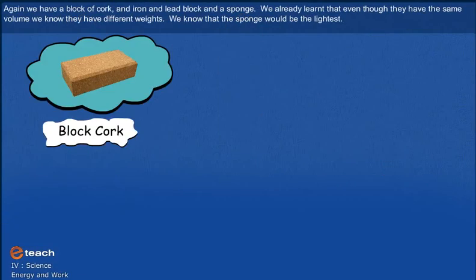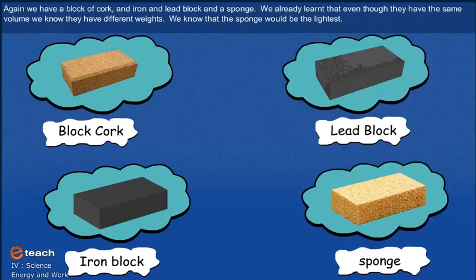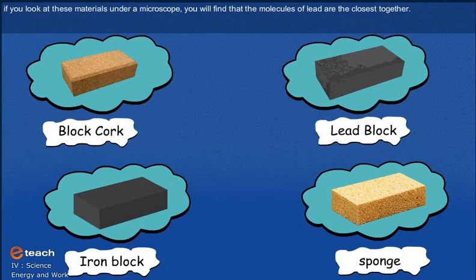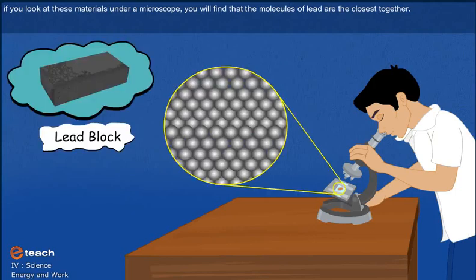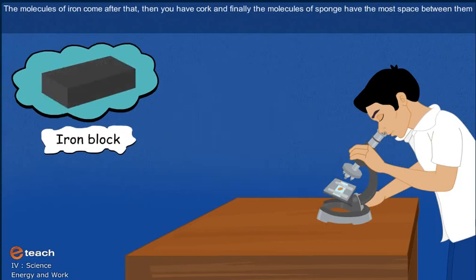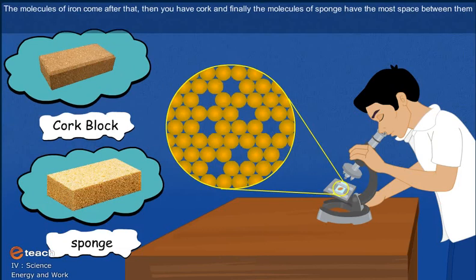Again, we have a block of cork and iron and lead block and a sponge. We already learned that even though they have the same volume, they have different weights. We know that the sponge would be the lightest. If you look at these materials under a microscope, you will find that the molecules of lead are the closest together. The molecules of iron come after that. Then you have cork, and finally the molecules of sponge have the most space between them.